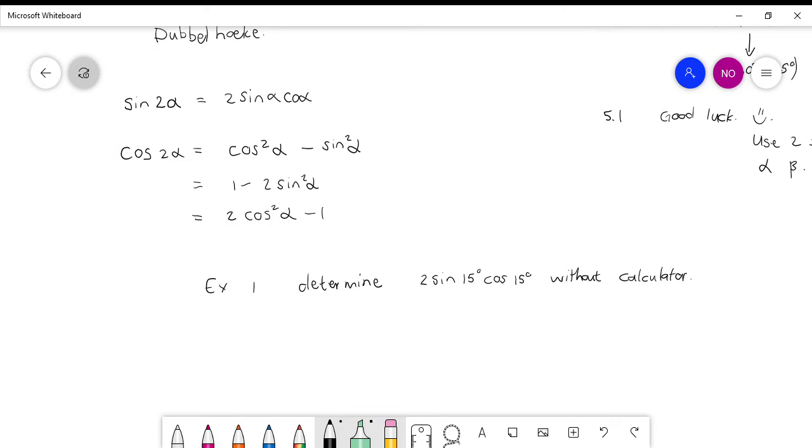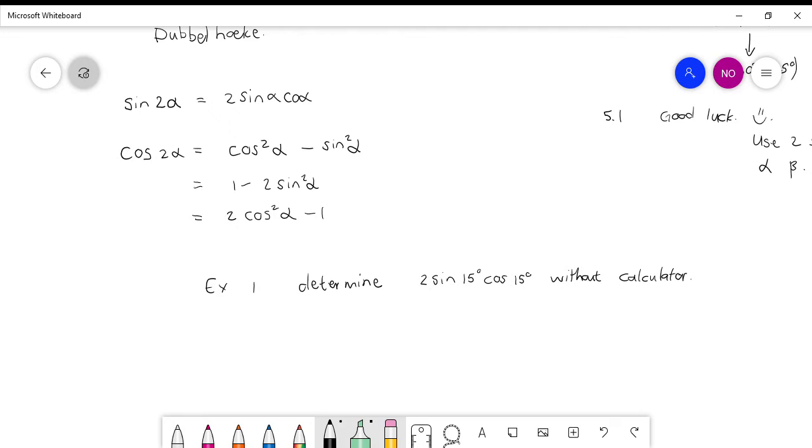Okay. So let's say, for example, one, I tell you, determine the value of 2 sine 15 cos 15 sonder 'n sakrekenaar, nul sakrekenaar.